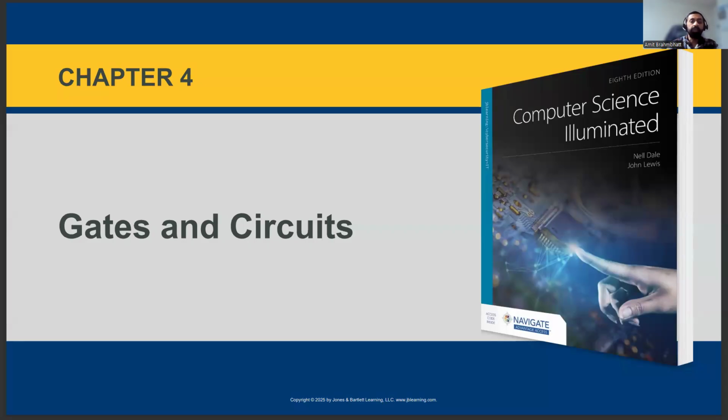Welcome to chapter 4, Gates and Circuits. In this chapter, we'll move from raw electrical signals to logical building blocks that make computing possible. We'll see how simple on-off values, zeros and ones, are shaped by gates, combined into circuits, and eventually scaled up to entire chips and CPUs.